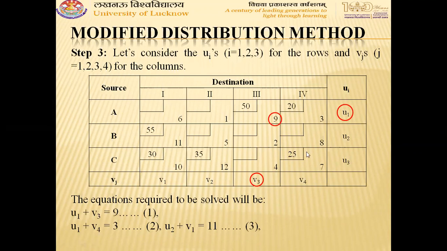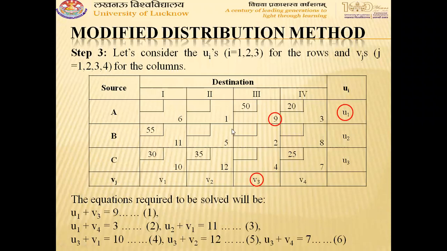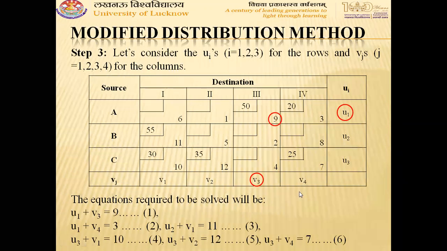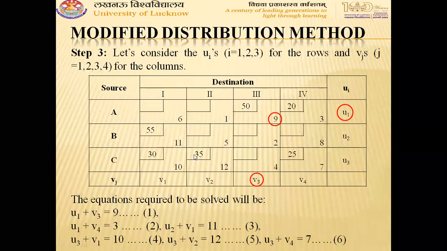Then the next equation will be u3 plus v1 is equal to 10, u3 plus v2 is equal to 12, u3 plus v3 is equal to 4. Sorry, u3 plus v4 is equal to 7. It was an allocated cell; I considered an unallocated cell by mistake. Here it will be u3 plus v4 is equal to 7. So we have framed 6 equations in 7 variables: u1, u2, u3, v1, v2, v3 and v4. 3 plus 4, that is 7 variables and 6 equations.